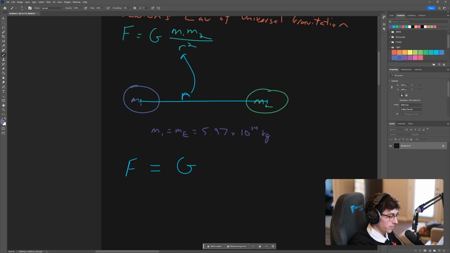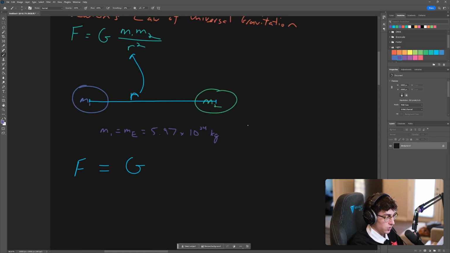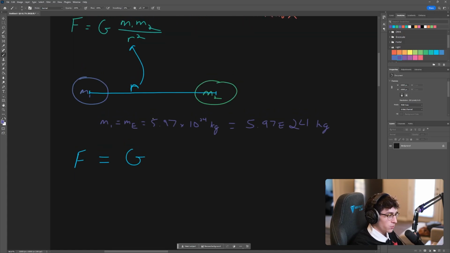I'm also going to begin writing this stuff instead of times 10 to the 24th. I will begin writing 5.97 e to the 24th kilograms. Whenever you see a capital E in between 5.97 and then the exponent, this is just saying exponent 24. So times 10. E is basically equal to times 10 raised to the exponent. And this 24 is the exponent of the 10. So that's mass 1, mass E, right?